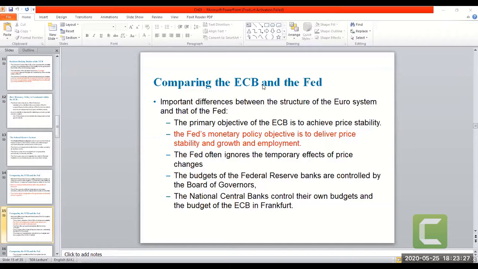In addition with regard to budget, the Federal Reserve Bank is controlled by Board of Governors. Its budget is managed by Board of Governors. But in the case of Europe, its budget is managed by member countries' central banks.